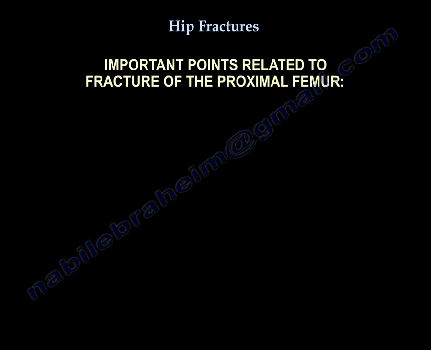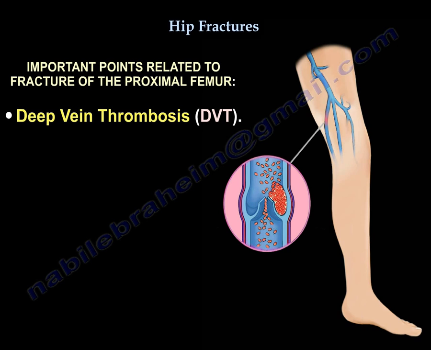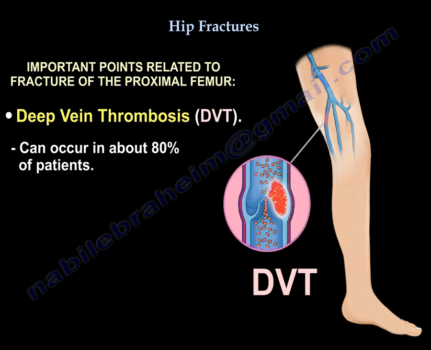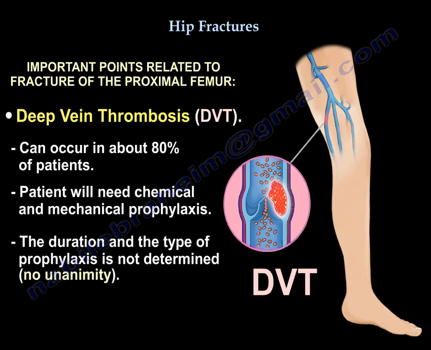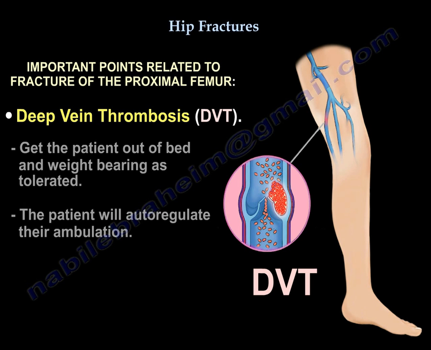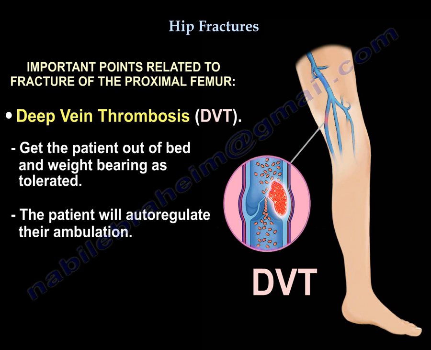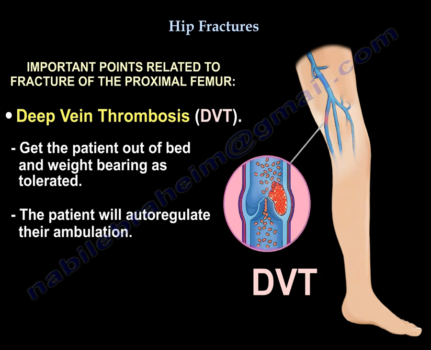There are some important points related to fractures of the proximal femur, especially in the elderly. One is DVT, which can occur in about 80% of patients. The patient will need chemical and mechanical prophylaxis. The duration and the type of the prophylaxis is not determined; there is no unanimity for it. Get the patient out of bed and weight bearing as tolerated. The patient will auto-regulate their ambulation.